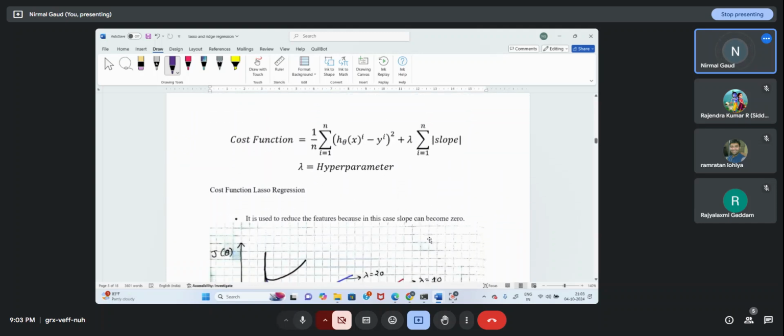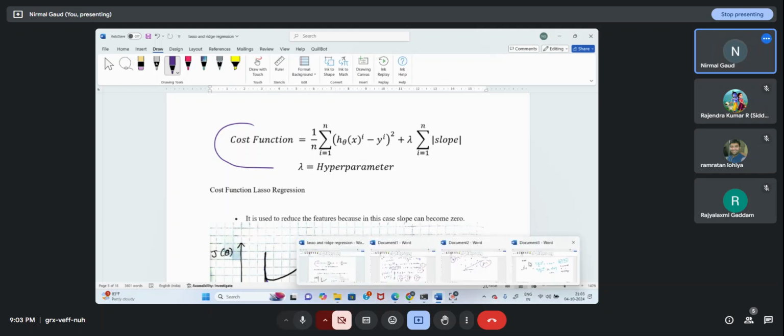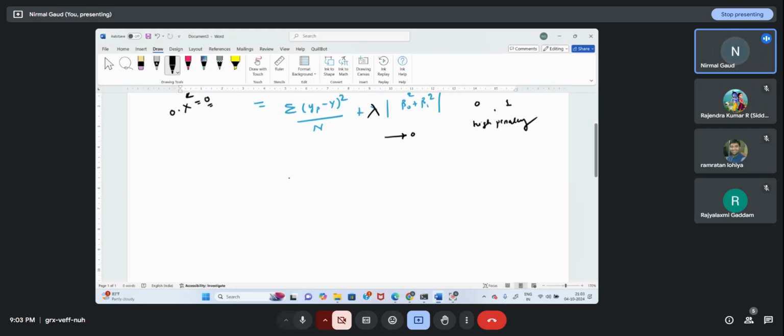This is your cost function for lasso. Again, it is the same; the only thing is, in ridge I had slope square, in lasso I have slope, because it is Manhattan distance. It is Manhattan distance. So I can write the cost function for lasso.